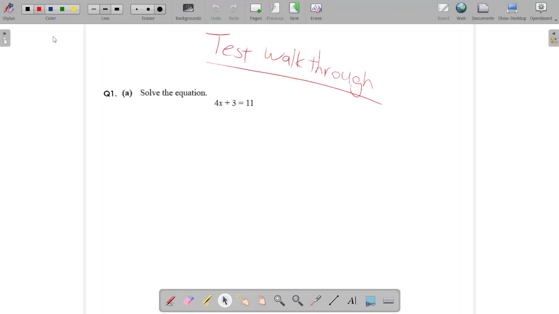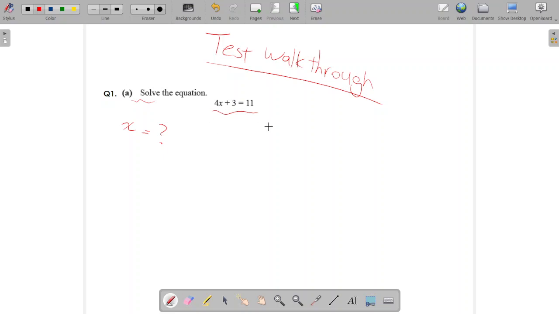The previous test questions. The first problem was asking you to solve the equation that you see in front of you. When I say solve, it means that I need to know what x should be equal to. So basically, you are making everything on one side while everything else is on the other side.